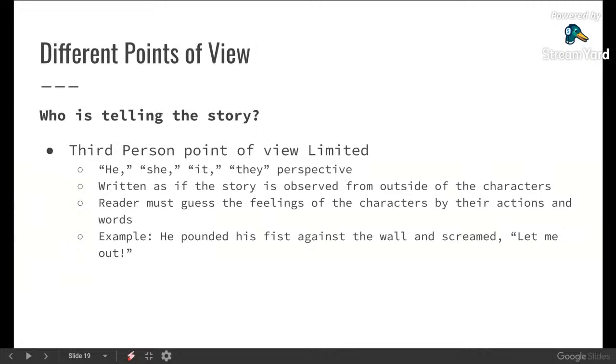Third person point of view, limited. So that's when you use the he, she, it, they perspective. It's written as if the story is observed from the outside of the characters. Readers must guess the feelings of the characters by their actions and words. For example, he pounded his fist against the wall and screamed, "Let me out."